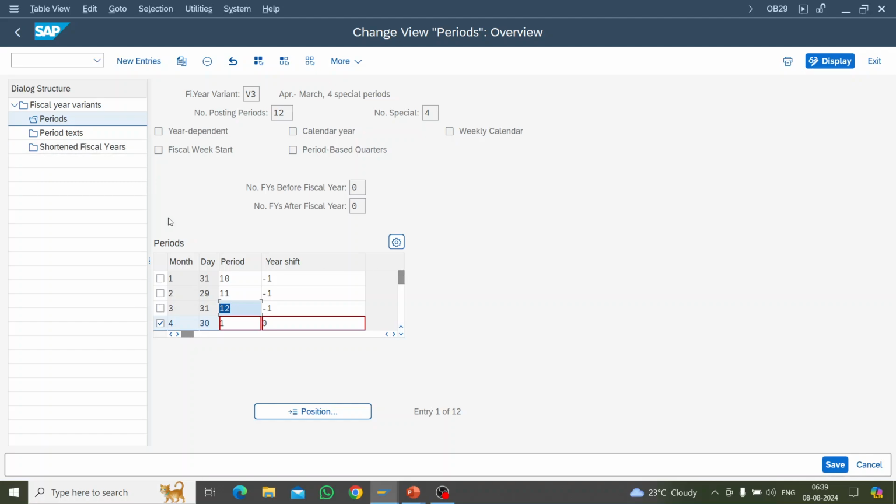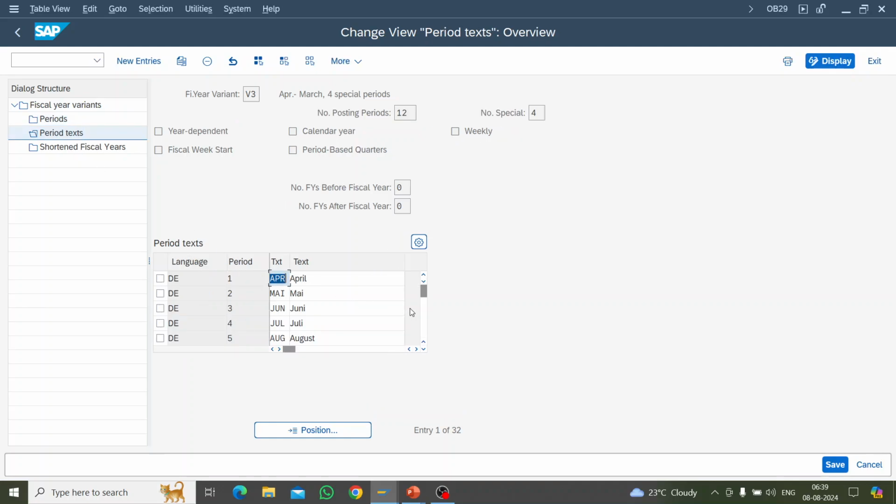Now if you want to see the period text wise also, you can just click it. It will show you the text wise also. Remember, this is given all in the German language. DE is nothing but the German language, and this is period wise. April, May, June, and likewise it will go all the way. See, March, and then 13, 14, 15, 16. Why 13, 14, 15, 16? Nothing but your special posting periods. German, and then you have it in the English language also. Look at this.